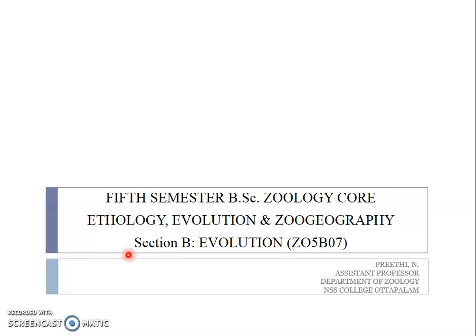Family Pongidae includes four living genera, that is gibbon, orangutan, gorilla, and chimpanzee. And the most important features of apes are that they have a narrow nose with nostrils close together, just like the Old World monkeys, no tail, and chiefly they are arboreal, and they are found in tropical Africa and Asia.